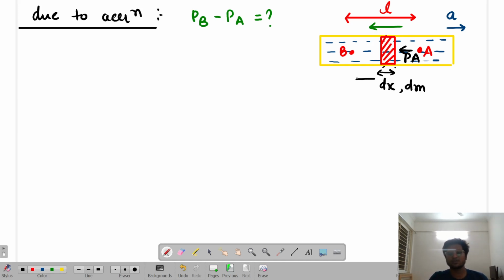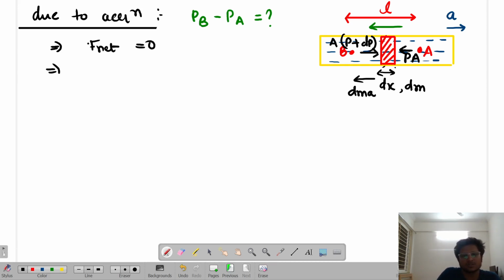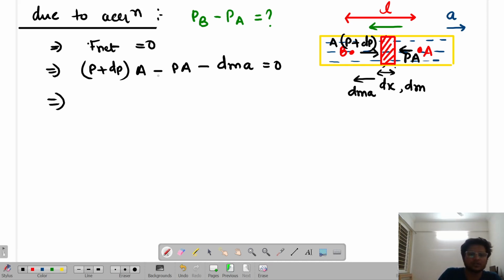But here, due to the pseudo force, dm into acceleration a, the net force applied from that side is increased, that is P plus dP into area, isn't it? Net pressure will be increased from the left side or not? So the equation becomes what? Net force is still zero. So (P plus dP) into area A minus P into area A minus dm into acceleration a is equal to zero. PA cancels, so dP into area A is equal to dm into acceleration a.